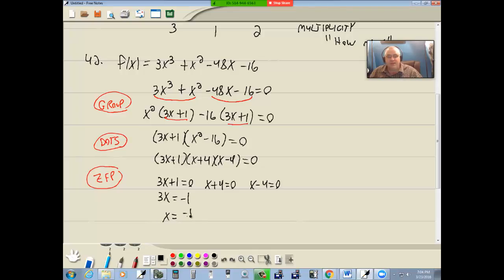Divide both sides by 3 and we get negative 1/3. Here I'll take the 4 over and it becomes a negative 4. And here I'll take the negative 4 over and it becomes a positive 4. And these would be our zeros.